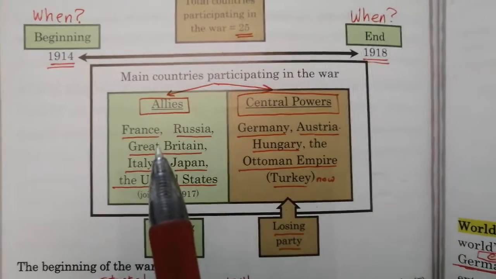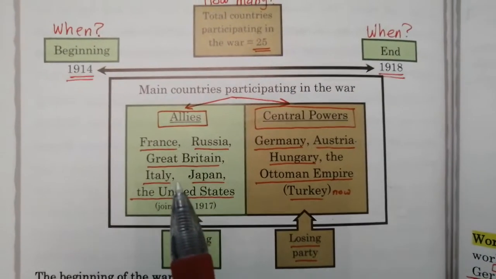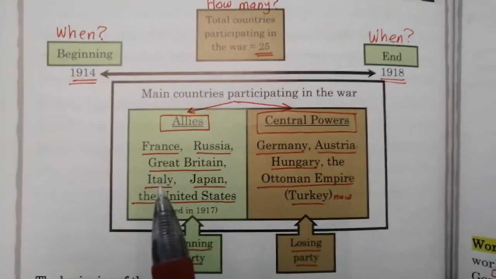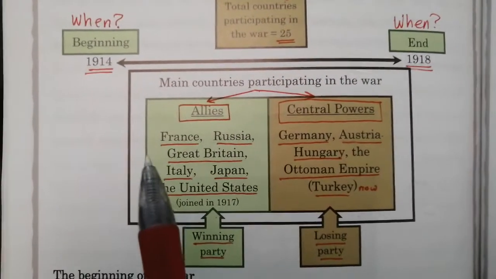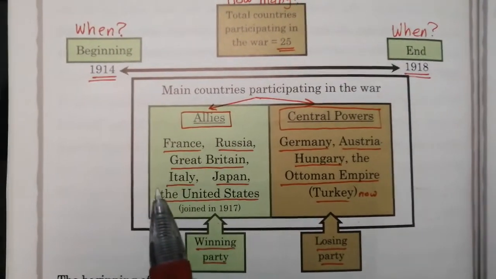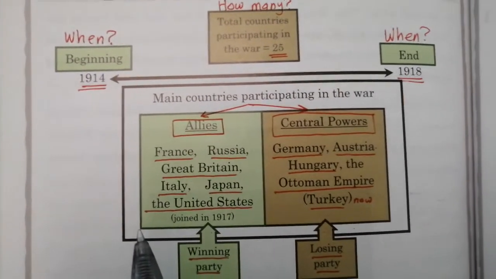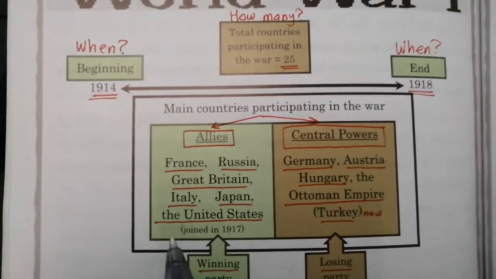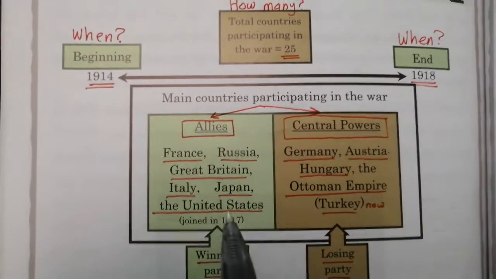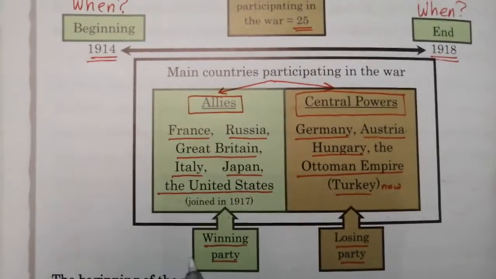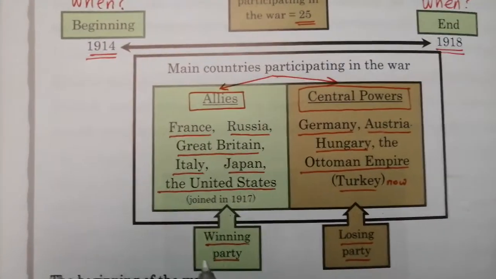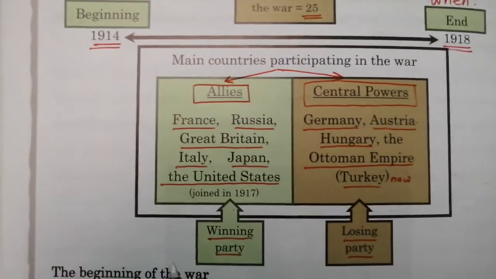The Allies, what were the countries that were representing the Allies party? They were France, Russia, Great Britain, Italy, Japan, the United States. The United States joined later in 1917. And the Allies party was the winning party in the First World War.